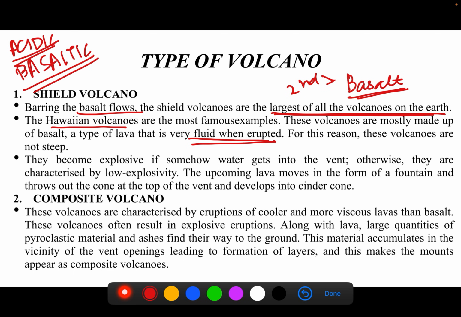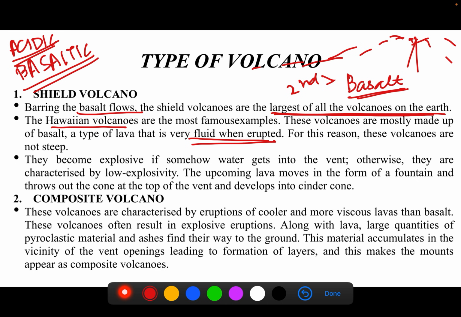When we talk about the basaltic lava, it is very fluid. What does fluid mean? It will spread to a very large distance. For example, this is the volcano. It will spread over this very huge distance till it reaches. Right, we have seen in the video also.